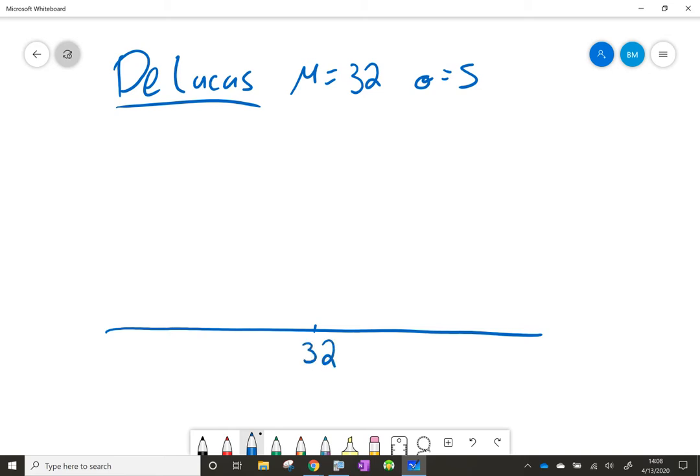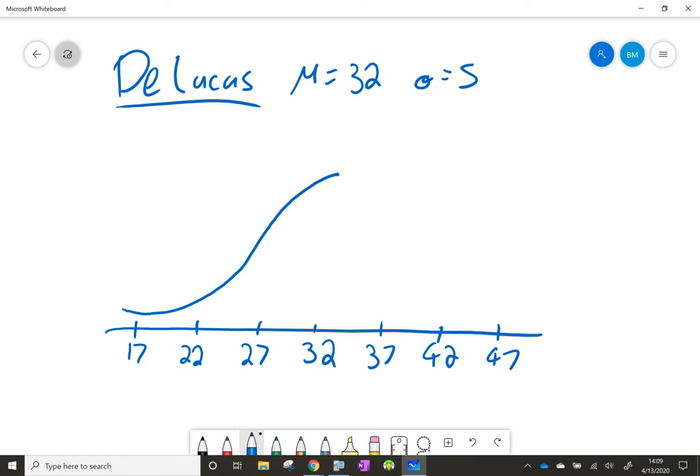He'd have 32 in the middle. Since the standard deviation is 5, one standard deviation would be 37, because it's adding 5. Then add another 5, that's 42, and then 47. If you go to the left, it would be 27, then 22, and 17. So the curve looks something like this. The middle is 32, so the curve can look something like this, right?